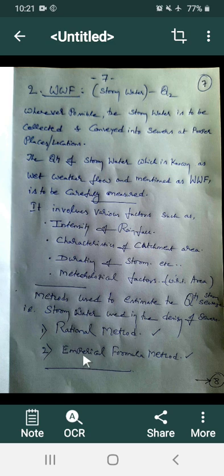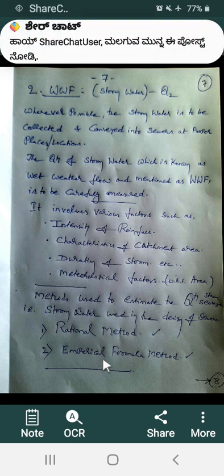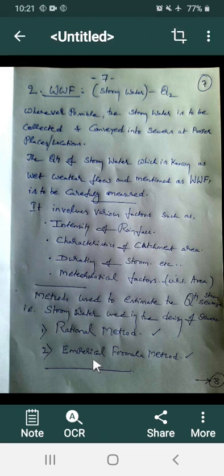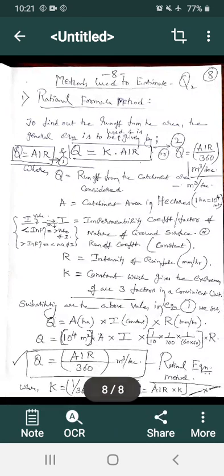For the empirical formula, we have around 6 to 7 equations. According to this, you use those equations for the estimation of velocity. Remember it. Rational formula method: Q is equal to AV, right? A is the area, V is velocity, and Q is the discharge. Now let us go to the methods used to estimate Q2. Q2 means storm sewage.